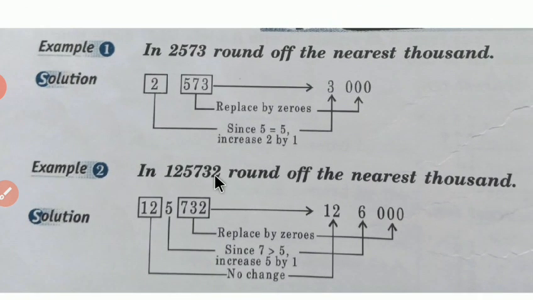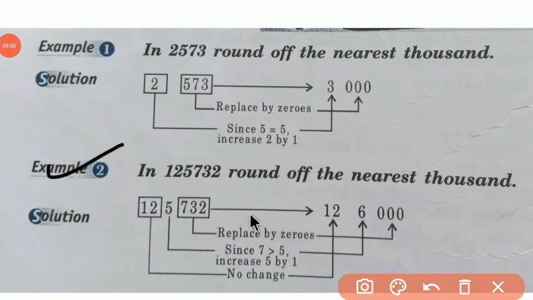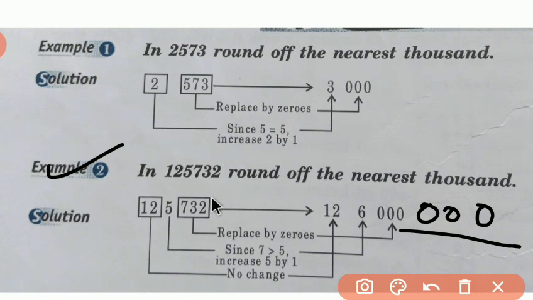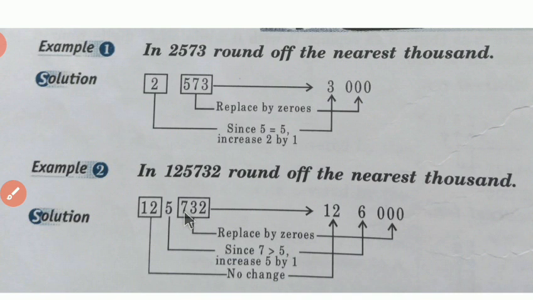In 1,25,732, round off to the nearest 1000. So the first step is to replace the last 3 digits by 3 zeros. So first we have replaced the last 3 digits 732 by 000. Which place do we have to see now? For thousand we have to see the hundreds place. At the hundreds place, which number is given here?